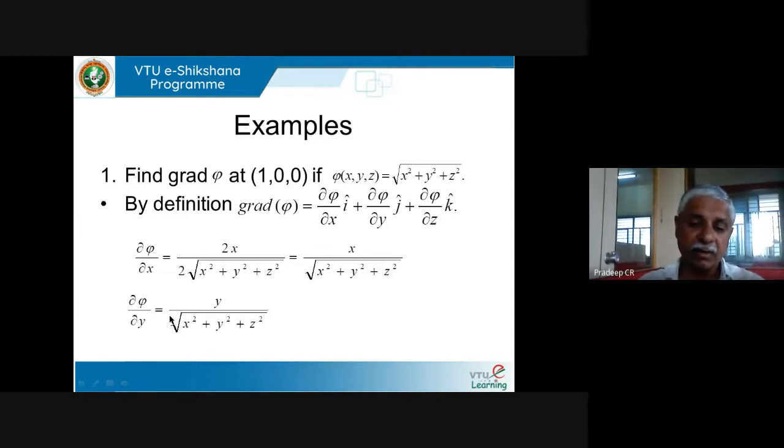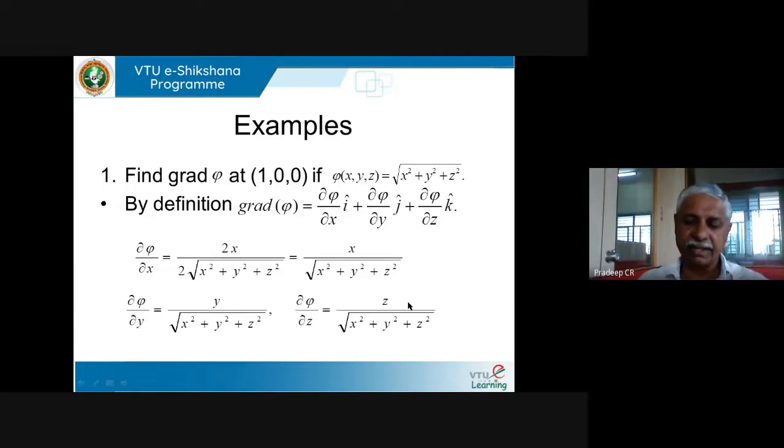Similarly, del phi by del y is y by root of x square plus y square plus z square. It's the same thing. If I differentiate with respect to y, I'll get 2 root of x square plus y square plus z square in the denominator, and in the numerator I differentiate what is under the root sign with respect to y, which gives me 2y. The 2s get cancelled and I get y by root of x square plus y square plus z square. Similarly, del phi by del z is z by root of x square plus y square plus z square. Same thing, just differentiate with respect to z. That means treat z as the variable, and x and y as constants. In the first, I'm treating x as a variable and y and z as constants. Here I'm treating y as a variable, x and z as constants. Here I'm treating z as a variable, x and y as constants.